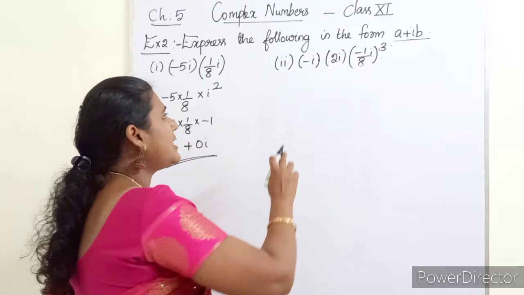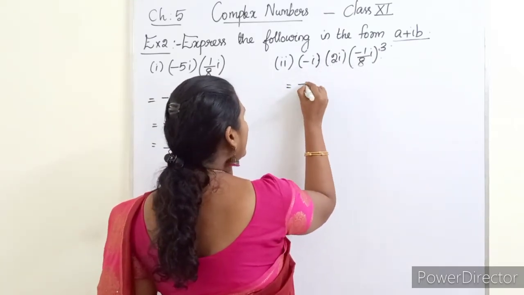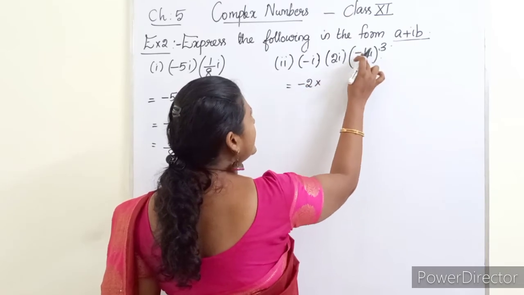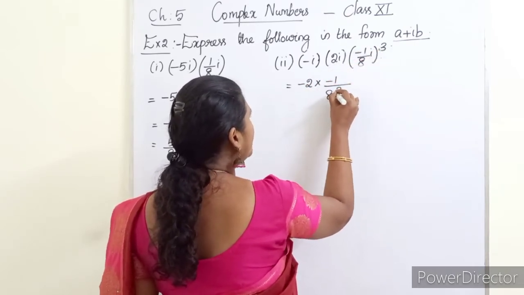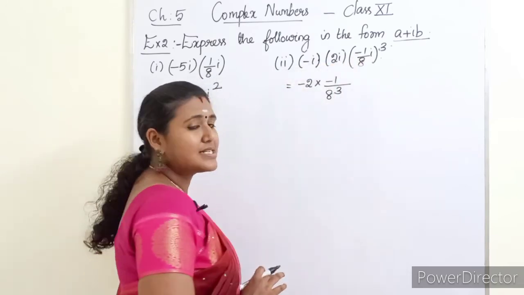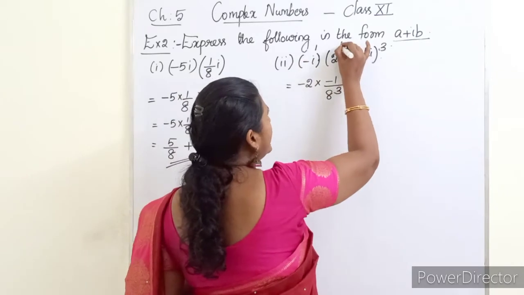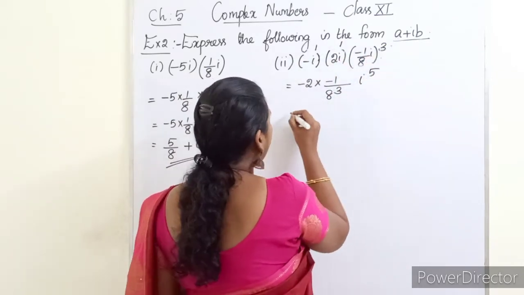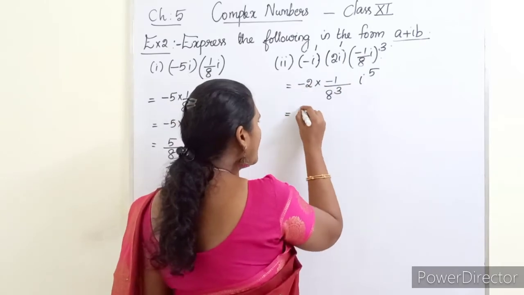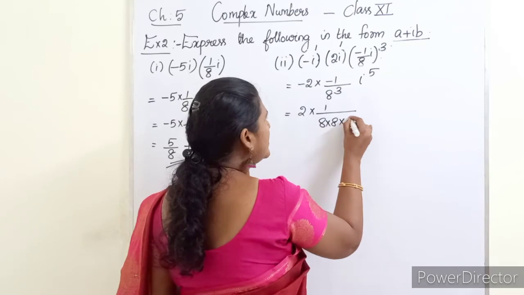Similarly, we will simplify the second question. So we will multiply all the numbers now. Minus 1 into 2 is minus 2, into minus 1 by 8 the whole power 3, that is minus 1 by 8 cube. Now we will add all the powers of i. We will simplify the i terms. Here i power 1, i power 1, i power 3, so we will get i power 5. Now we will simplify this. Minus 2 into minus 1 is 2, into 1 by 8 cube, that is 8 into 8 into 8.